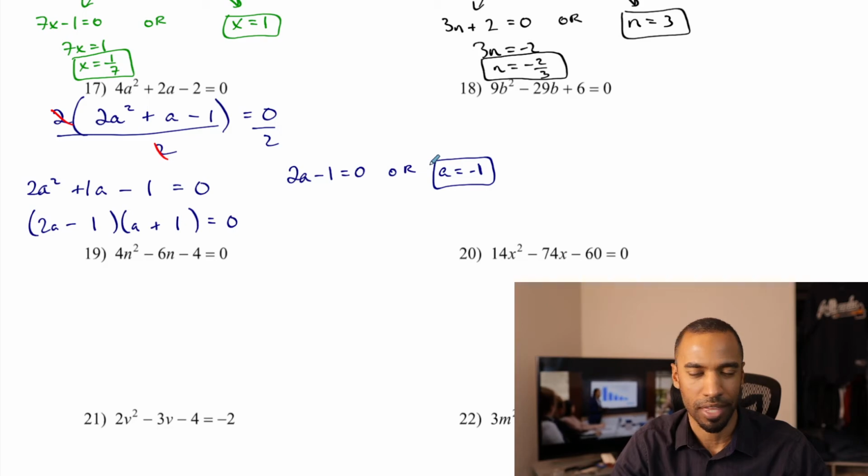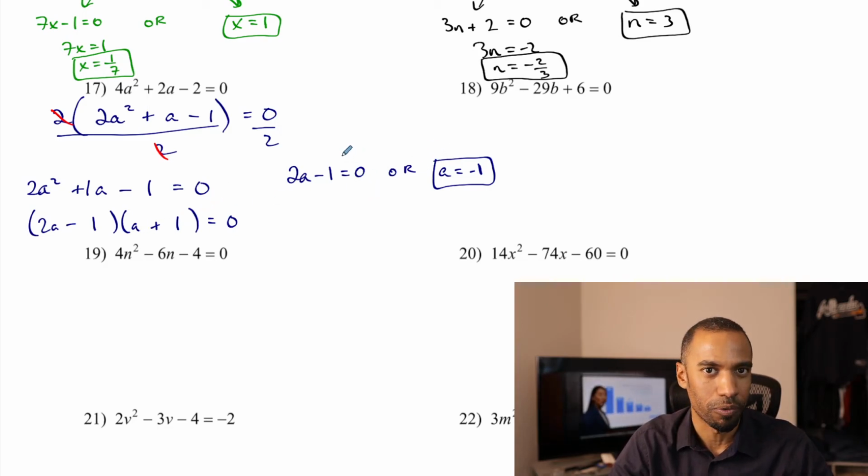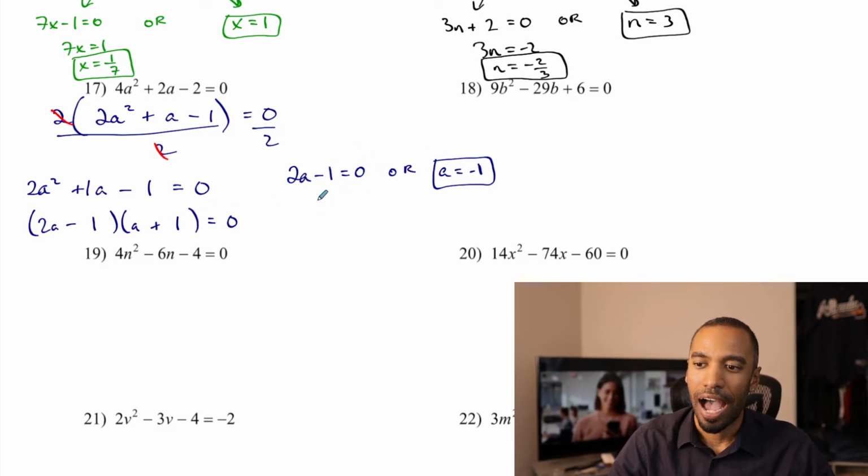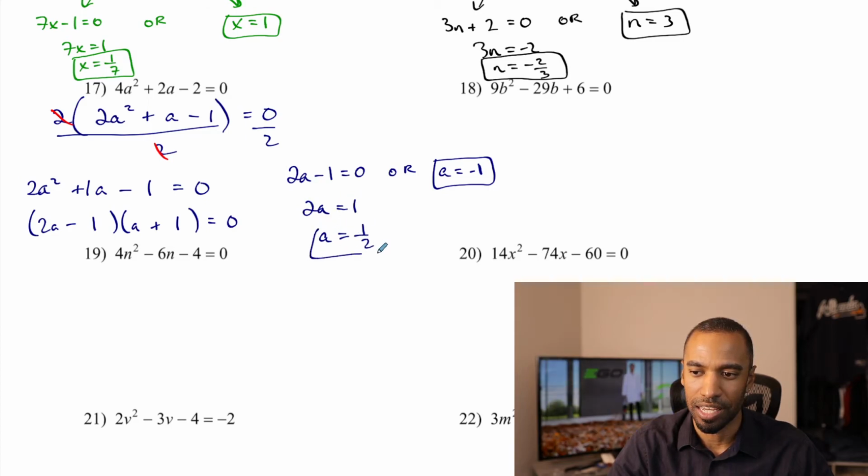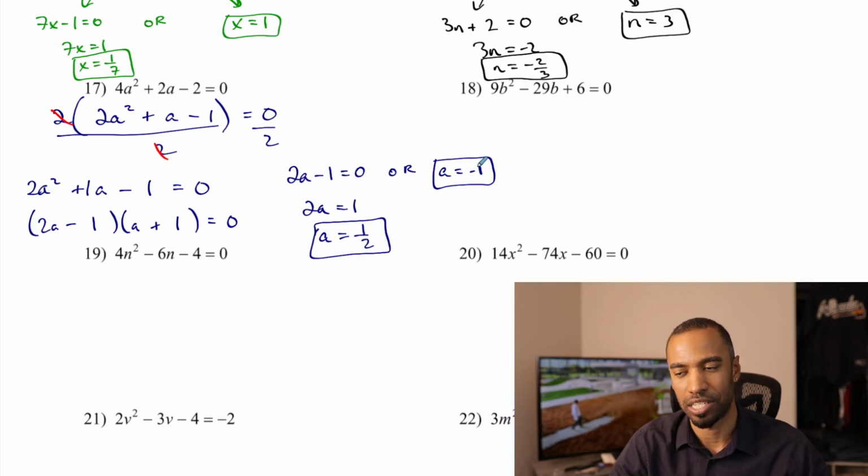Hopefully you know what I'm doing with that every time I say that. You can write out a plus 1 equals 0. Please do so if you need to. Add 1 to both sides. 2a equals 1. Divide both sides by 2. A equals 1/2. And by the way, I haven't double checked any of these things with you.